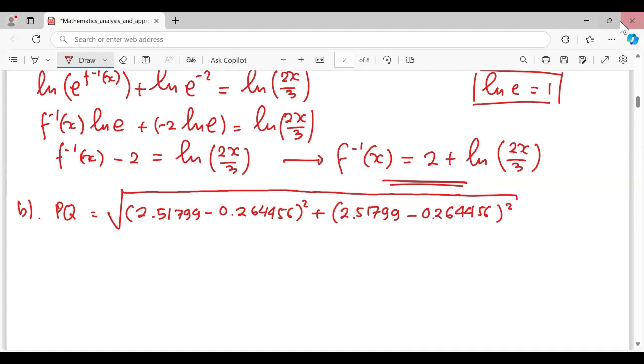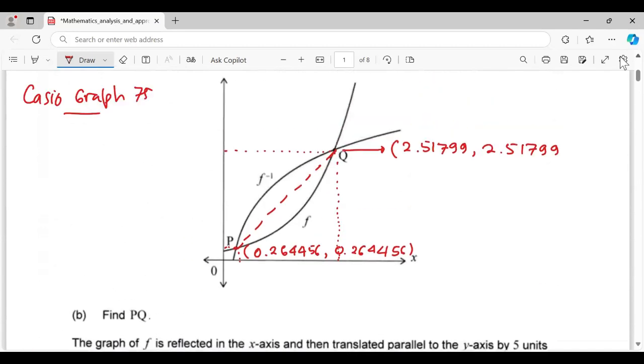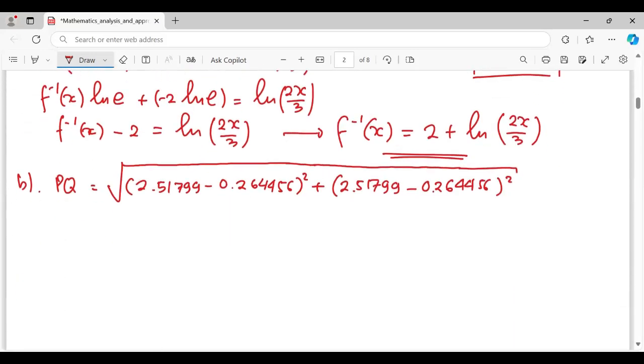So if you look at this graph, this number minus this number, and this number minus this number, squared. If you calculate this, the result will be 3.18689, and approximately becomes 3.19.